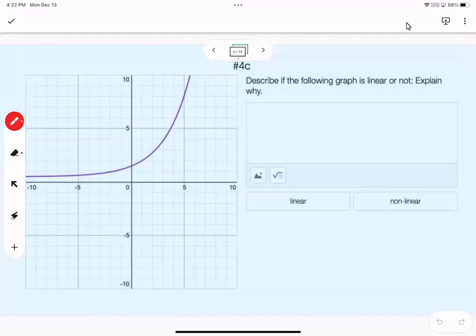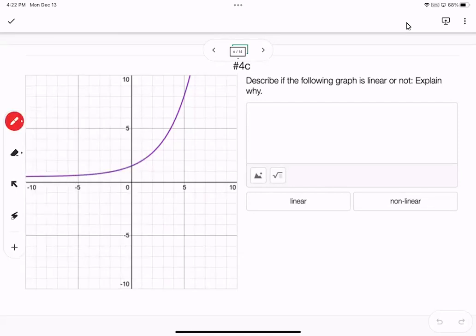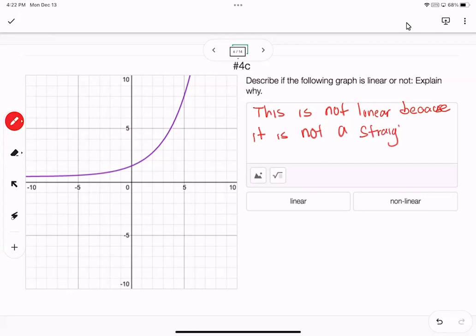Next question. Okay, we have here another graph. When we look at it, it looks like it could have been a straight line, but then it starts to curve upward and start going up. Clearly, this is not a straight line. So this is not linear, because it is not a straight line.